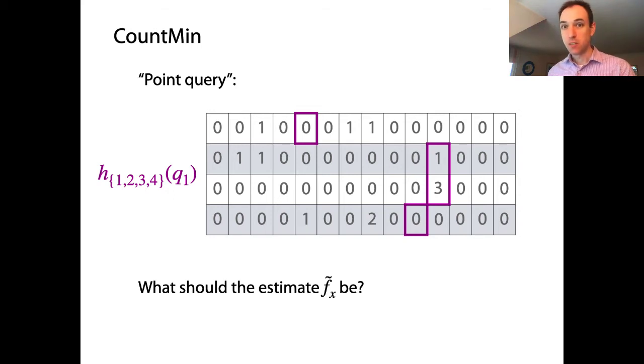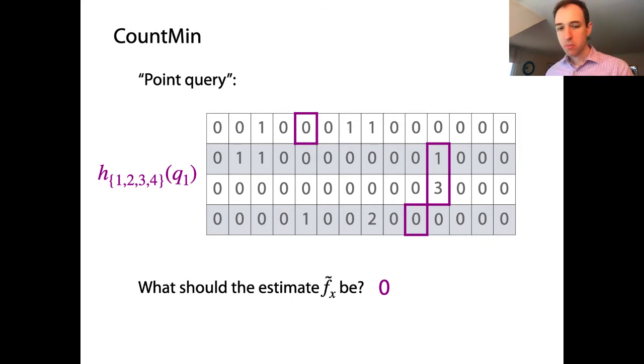Well, it should be 0, right? There's no way q sub 1 could possibly have been in the input data set. If it had been in the input data set, then these couldn't possibly be 0, right? They would have been incremented at least once. So the fact that any of the elements that we saw was 0 tells us straightforwardly that q1 was not ever seen among the input items. So in this case, our estimate for f sub x, tilde f sub x, should be 0.